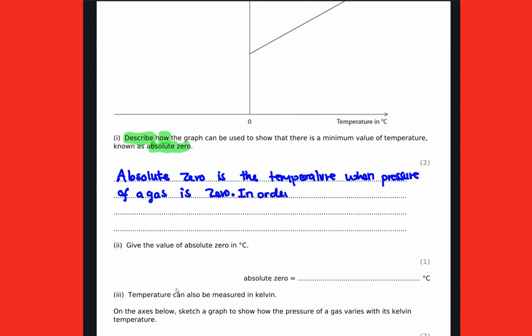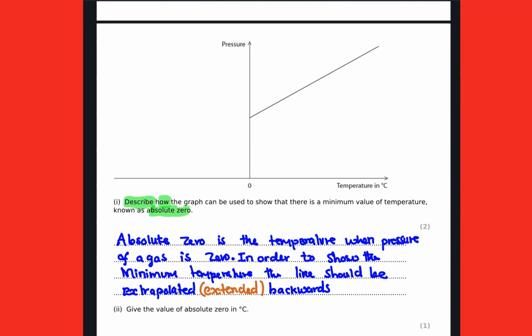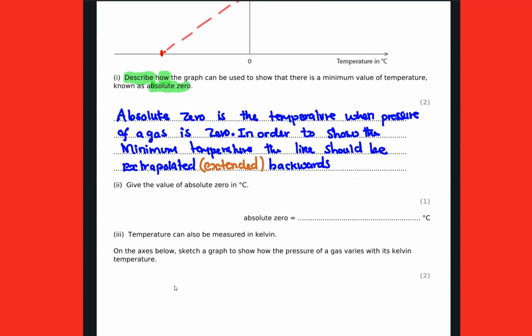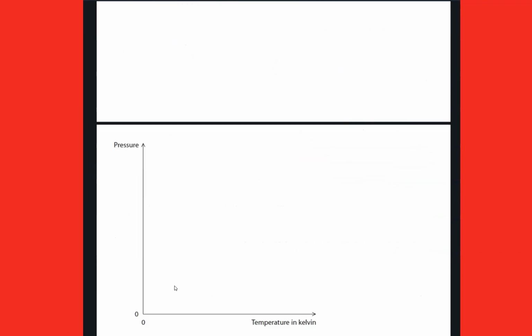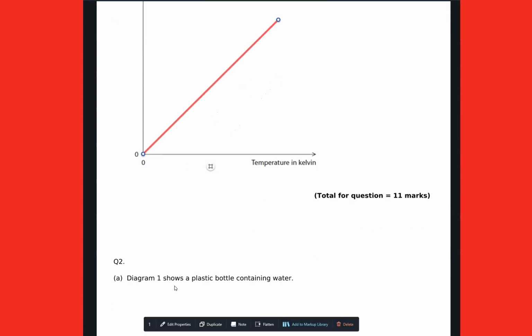At that given point, that gas has zero kinetic energy. So in order to show that, we need to extrapolate the line backwards so that it cuts the x-axis. So let us just do it so that you can see exactly what I'm trying to say. So this point is the absolute zero, which is usually negative 273 degrees Celsius. If you plot a graph of pressure against temperature in Kelvin, it's a straight line that runs from the origin, meaning pressure and temperature in Kelvin are directly proportional.